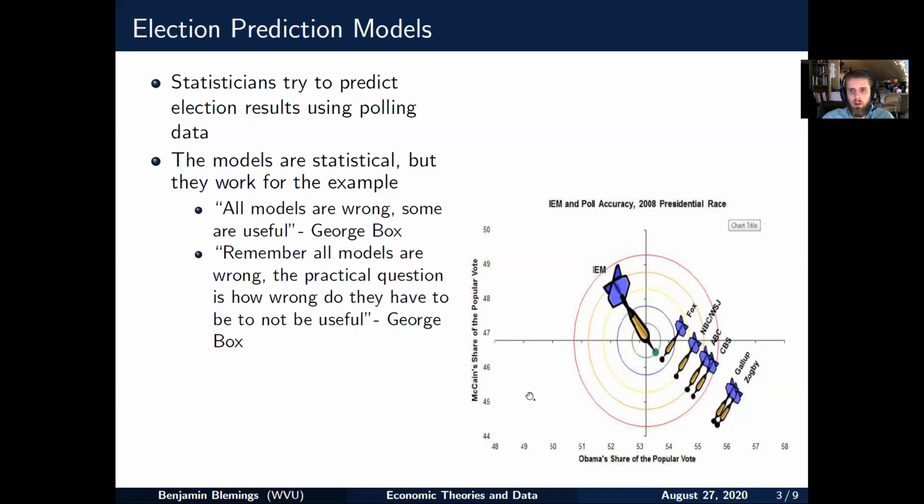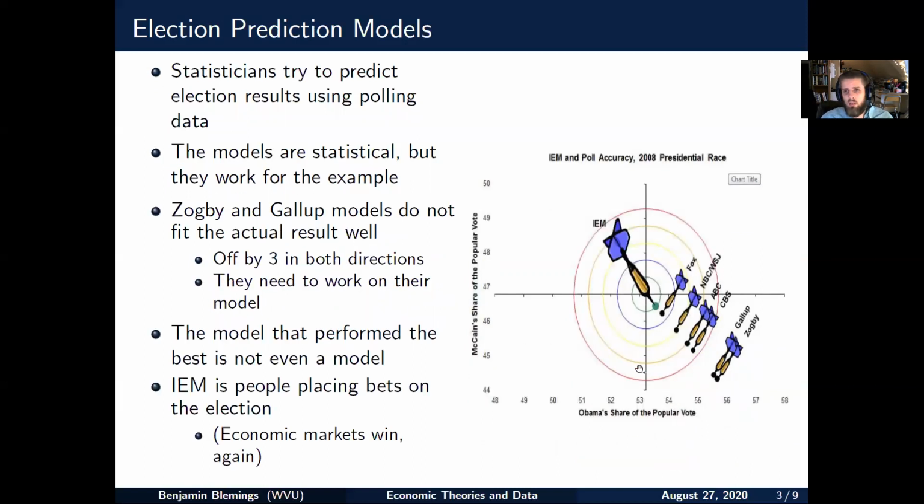They're all, you know, wrong. None of them are exactly on what the popular vote would be, but they're all useful because they all predicted the correct winner. And obviously, some of the models were more useful than other models because you have this IEM model, which is within a point on each side, and then you have some of these pollster models, which are off by 3 percentage points, which is a lot of votes in a popular US election. So they don't have the best model.